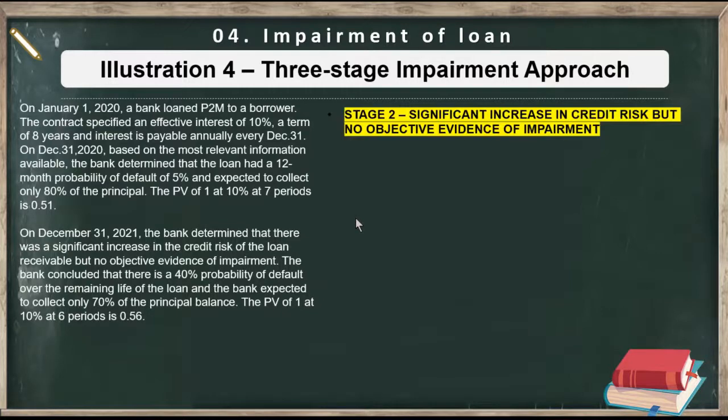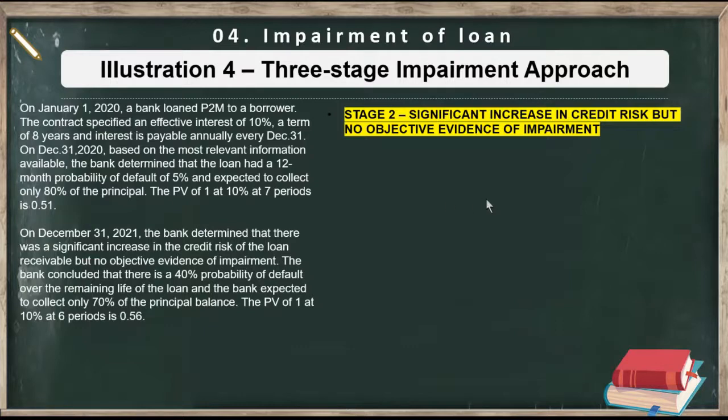Now we will proceed to stage 2, wherein there's a significant increase in credit risk but no objective evidence of impairment. So at this stage, this covers debt instruments that have declined significantly in credit quality since initial recognition but do not have objective evidence of impairment. So we need to recognize here a lifetime expected credit loss. So there is a rebuttable presumption that there is a significant increase in credit risk if the contractual payments are more than 30 days past due.